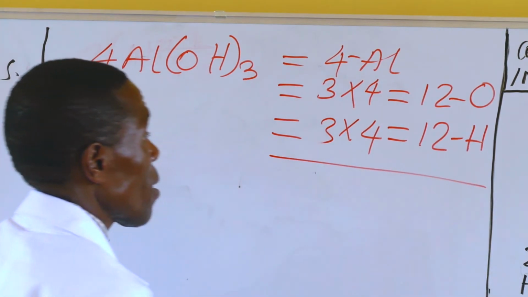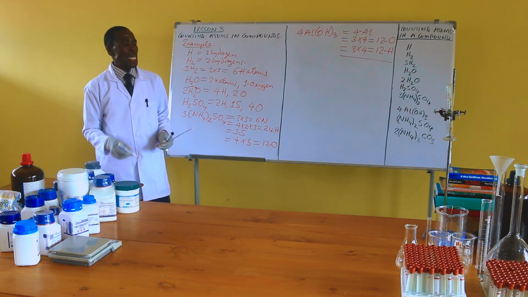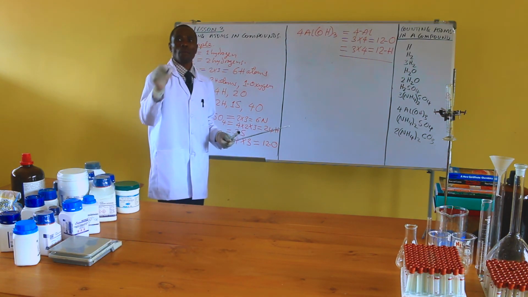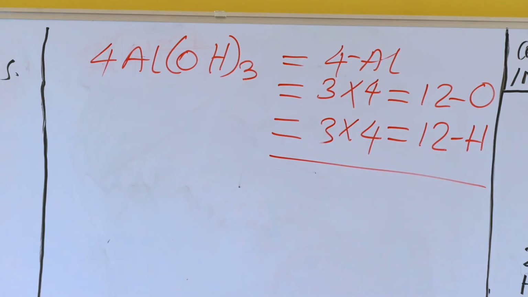So I'm pretty sure that for you to understand more, you just pick any chemistry book, find the chemical formulas there, and try to count the atoms in the chemical formula one by one. You will be improving your knowledge in this concept.